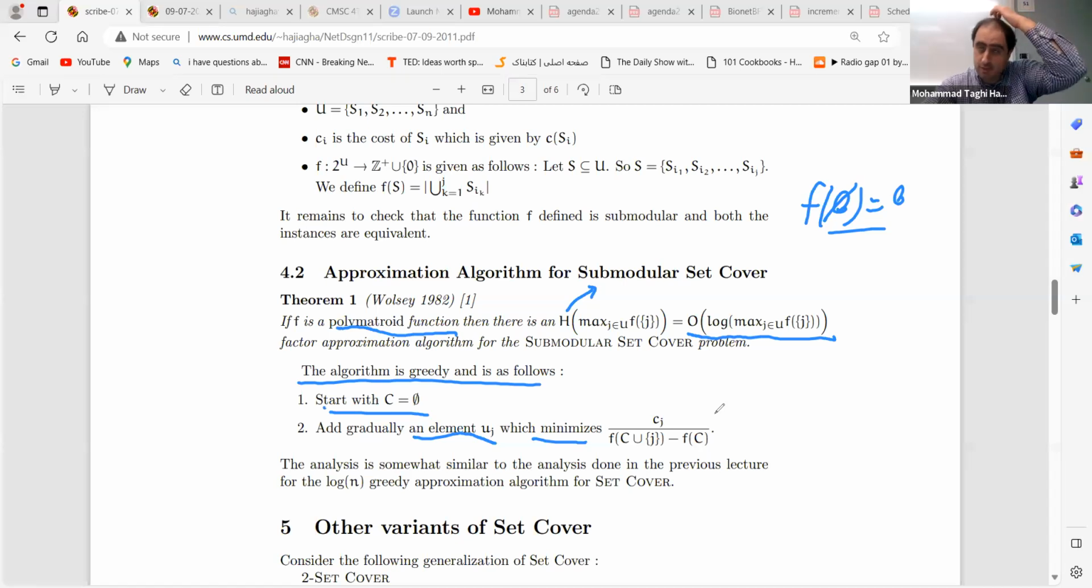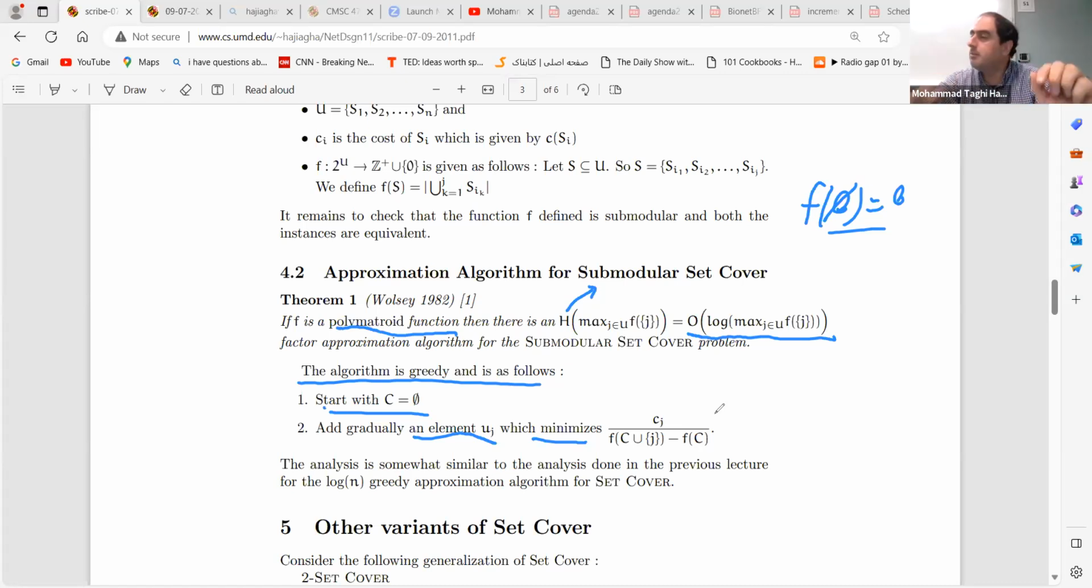If you remember, previously for set cover, we had this algorithm. You start with no set selected, then you add a set for which the cost of the set over the number of newly covered elements is minimized. That's the most cost-effective set, and we called it alpha. Then in the analysis, we assigned this alpha to each of the newly covered elements, and we showed that the cost of our algorithm is at most ln n times the cost of the optimum.